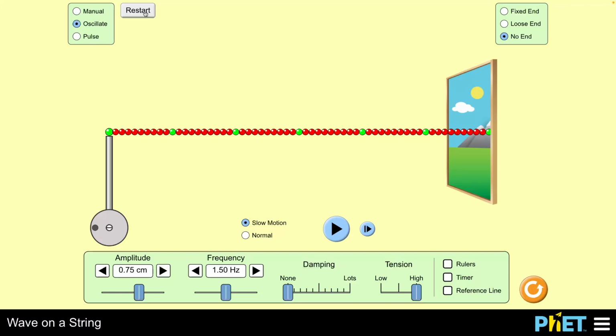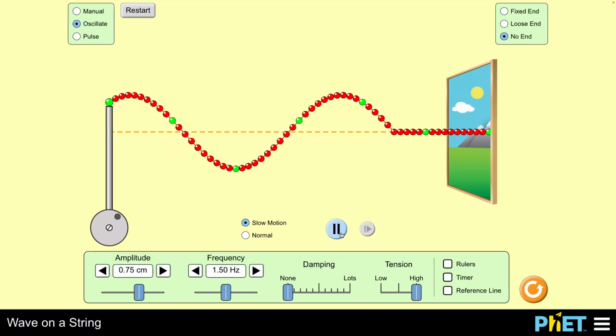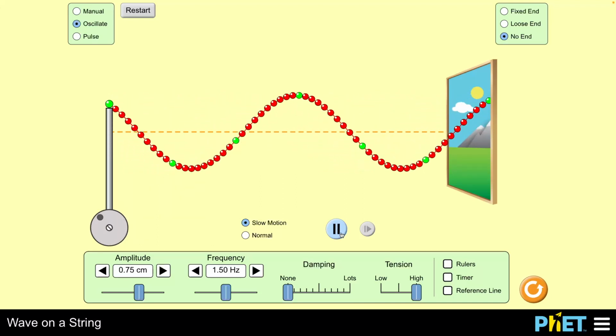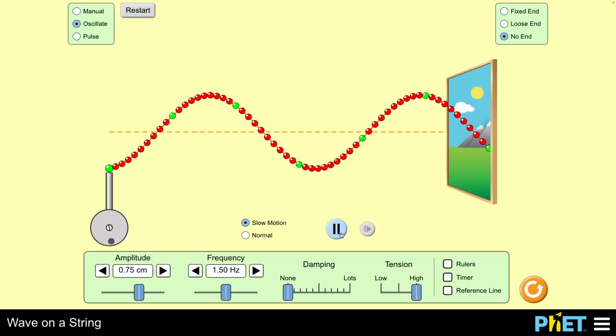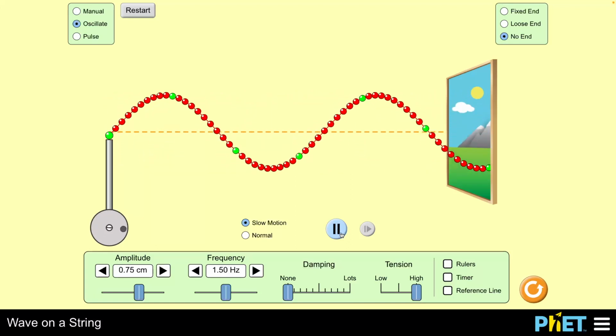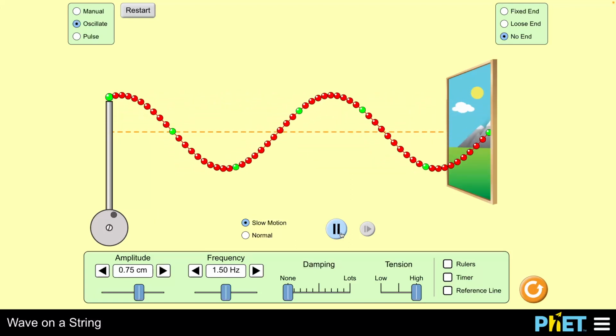So what I'm going to do, it's got frequency, it's got amplitude. I've taken all the dampening out, okay? And we've got a tension to it. I'm just going to hit play here, okay? And we're going to watch this wave happen. Now, the advantage of the simulation is that we can slow down time. This is very slowed down, right? So we can see what's going on in this wave.